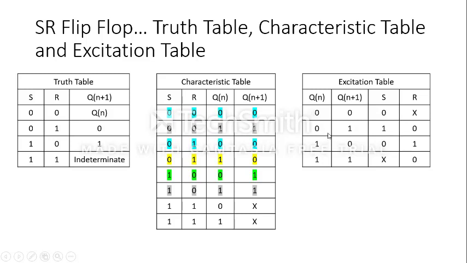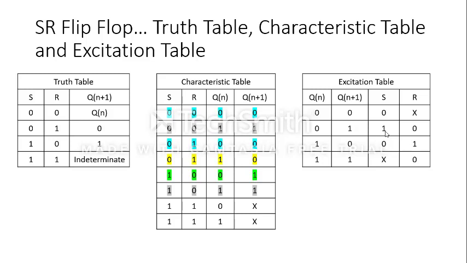Now check this condition, 0 1. So Qn is 0, Qn plus 1 is 1. Try to identify from this characteristic table. I have marked this with the green color. So this green mark is your Qn is 0 and Qn plus 1 is 1. You can check, it is actually S is 1 and R is 0. So I will simply write this, no more confusion.